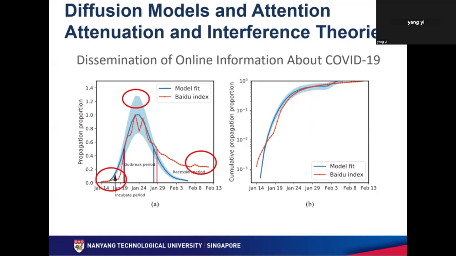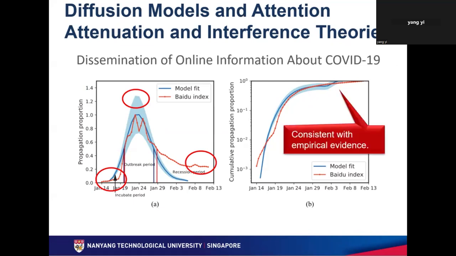And here the propagation proportion is a kind of spread intensity, how much information spreads over time. If you accumulate this propagation proportion over time, you can see the figure on the right. These two lines are very consistent with each other, although there are some differences.